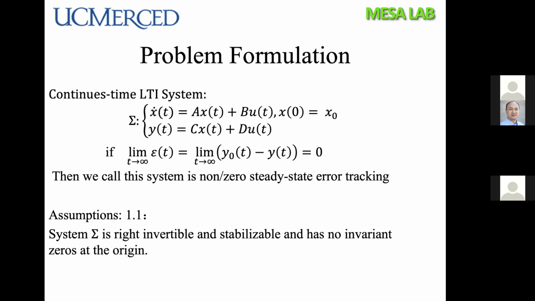In this paper, we are more concerned with the problem of designing the state feedback control law such that for all initial conditions, the output y tracks a step reference r belonging to Y with zero steady state error and is monotonic in all components. We also have Assumption 1.1 here: the system sigma is right invertible and stabilizable and has no invariant zeros at the origin.